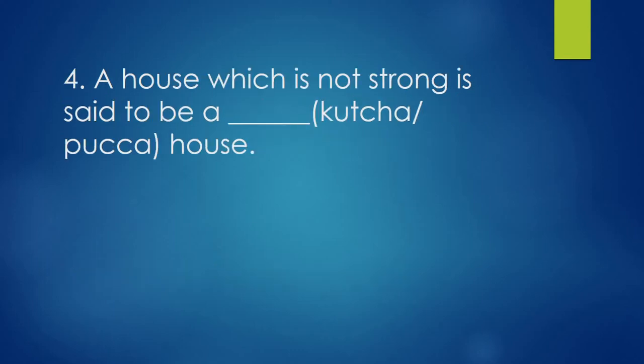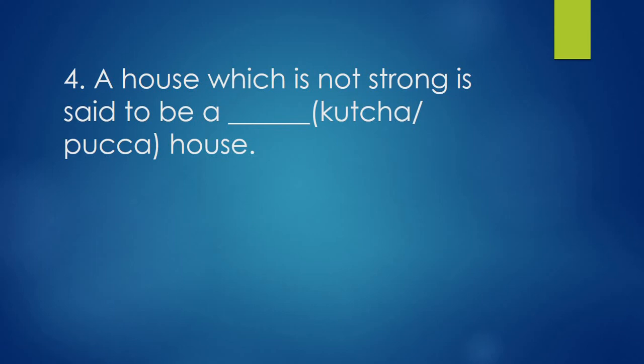Moving on to number 4. A house which is not strong is said to be a dash house. Options are kutcha or pucca. Please write your answers. We have learnt this topic of kutcha house and pucca house in our science lesson. So please write your answers properly. Try to write the correct answers. Which is the category, kutcha or pucca?